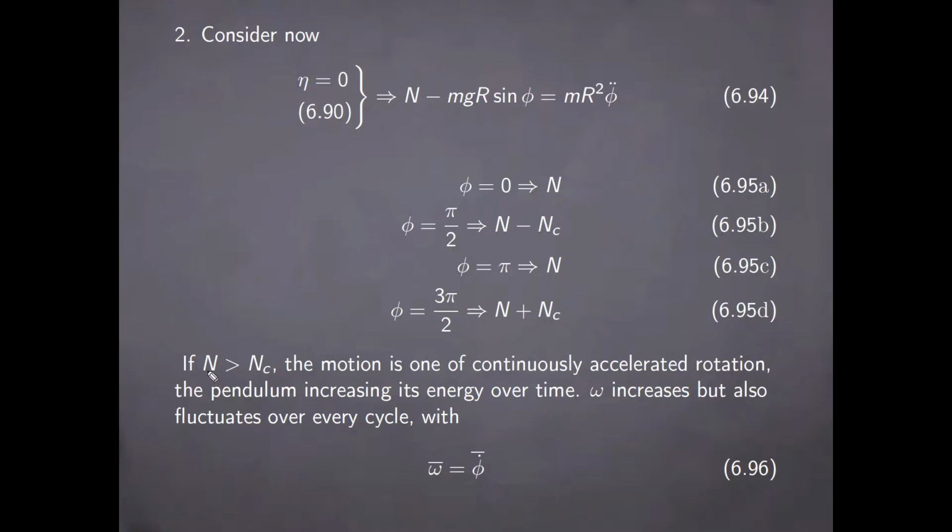So we see that if the driving torque is greater than the critical value, the motion is one of continuously accelerated rotation, the pendulum increasing its energy over time. And omega will increase, but it will also fluctuate over every cycle, with its average value being just the average value of the time derivative of the polar angle.